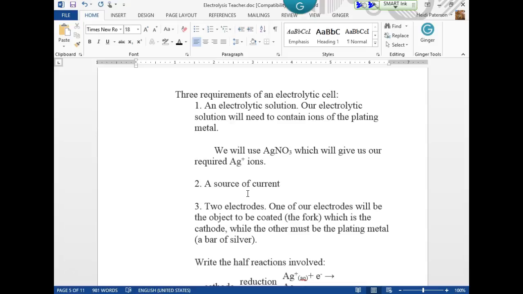For the purposes of this lab, probably half a scoop in about 50 milliliters of distilled water will give you a good enough source of copper ions to coat your key. We need a source of current. We're just going to use a 1.5 volt battery.